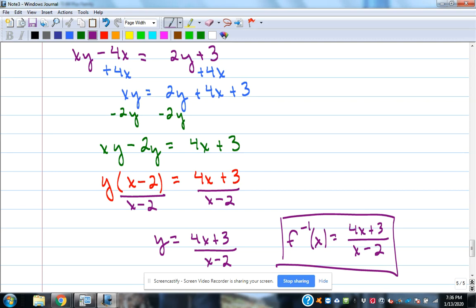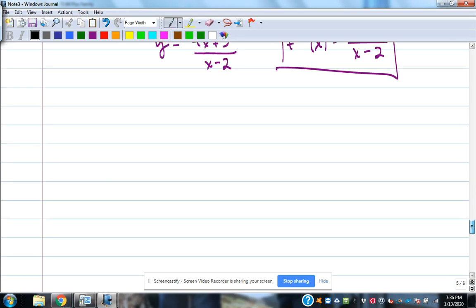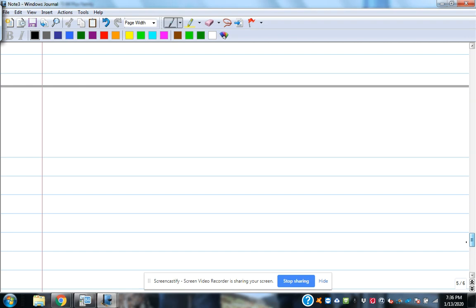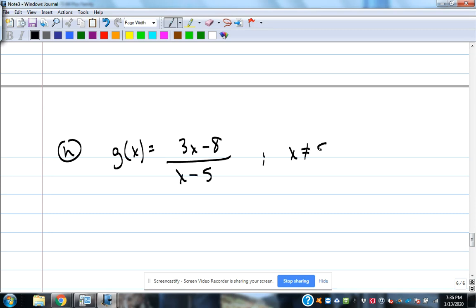One more of those. Let's do this one. See if we can knock it out. g of x is equal to 3x minus 8 over x minus 5. And again, they're going to tell you x does not equal 5. But that doesn't matter. It's not going to make any difference in this problem. Okay, so we're going to set that up and find the inverse of that function. So first thing we do is what? Swap x and y. So that's easily done.